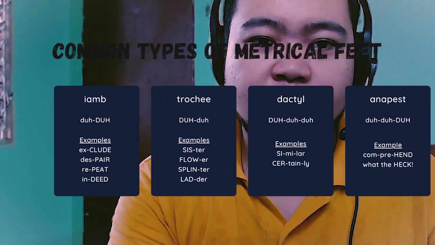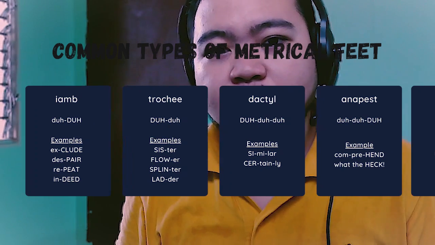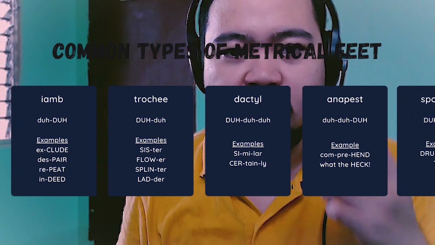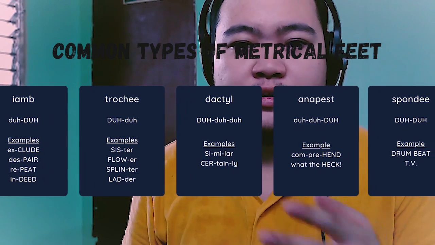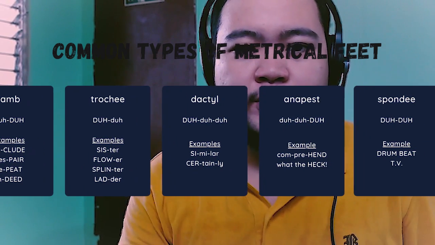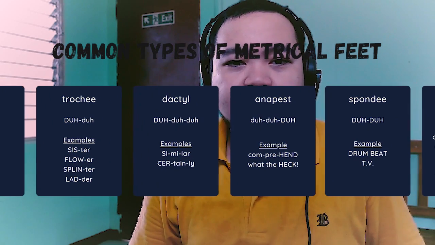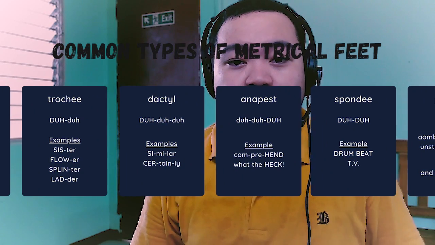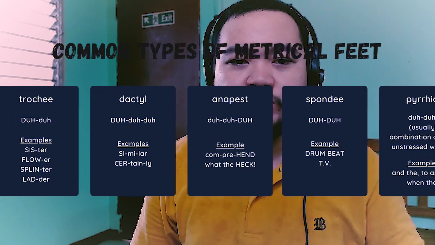Fourth, there's the anapest, which consists of three syllables where the first two are unstressed and the last syllable is stressed. So it is pronounced as da-da-DUM, as in comprehend and what the heck. So as you can see, an anapest may include a combination of multiple words.